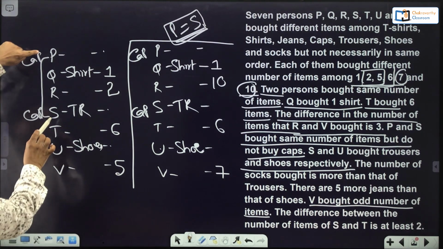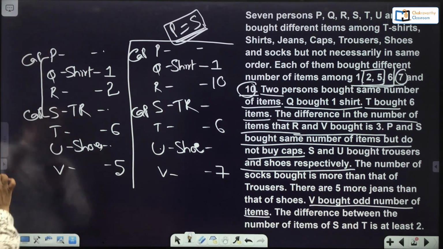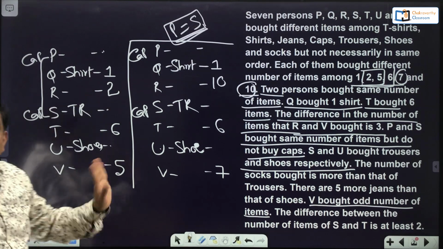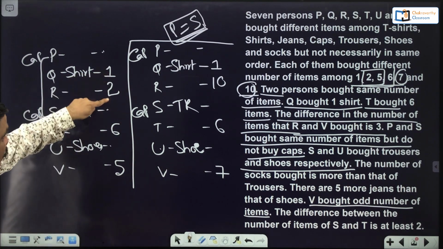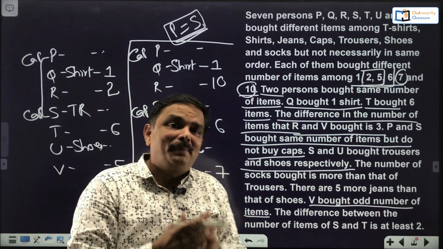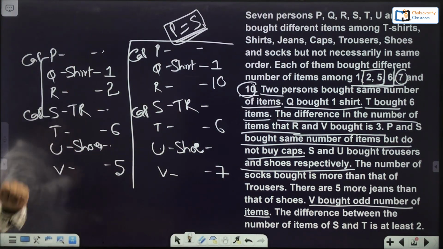Clearly they are given P and S should be same number. That means either here or here you cannot take 1, 2, 6, 5. Not possible there. Why not possible? Because already they have occupied one place.